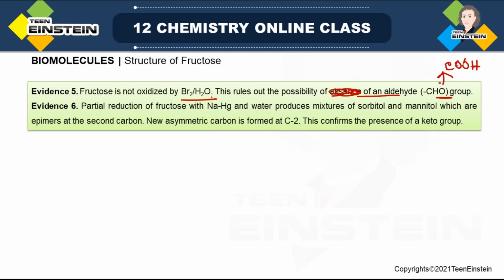So you are using the reducing agent sodium amalgam, which is NaHg, and water. What does it produce? Fructose produces, in presence of NaHg and water, sorbitol and mannitol. So these two are monosaccharide-derived compounds. Now these two molecules are related to each other as epimers. What is epimer? That we will see. It is epimer at the second carbon. So this new asymmetric carbon, that is the second carbon, proves that the second carbon is actually the carbonyl carbon.